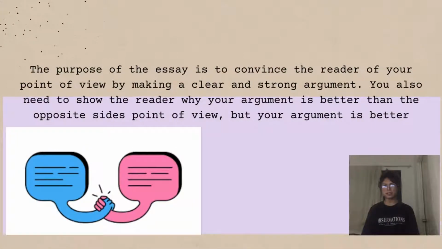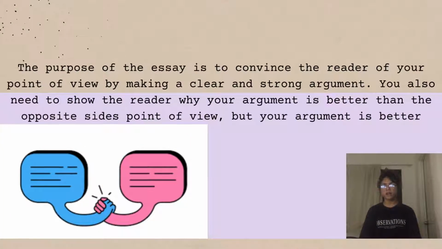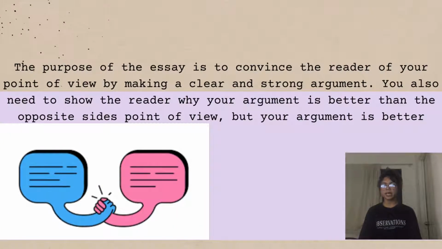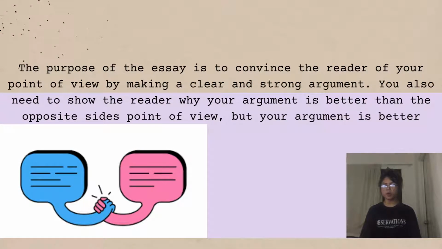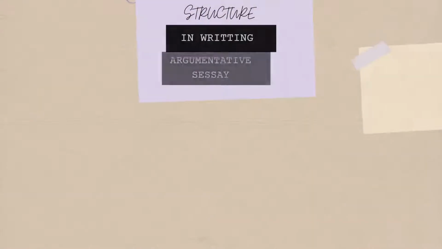The purpose of this essay is to convince the reader of your point of view by making a clear and strong argument. You also need to show the reader why your argument is better than the opposite side's point of view. But always remember that your argument is better.